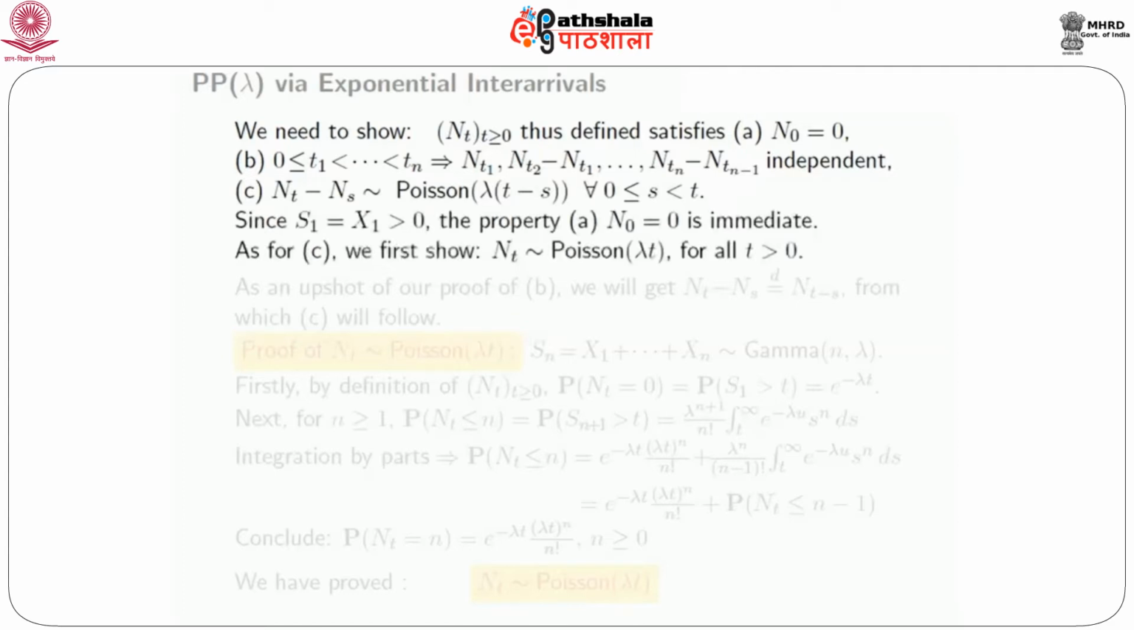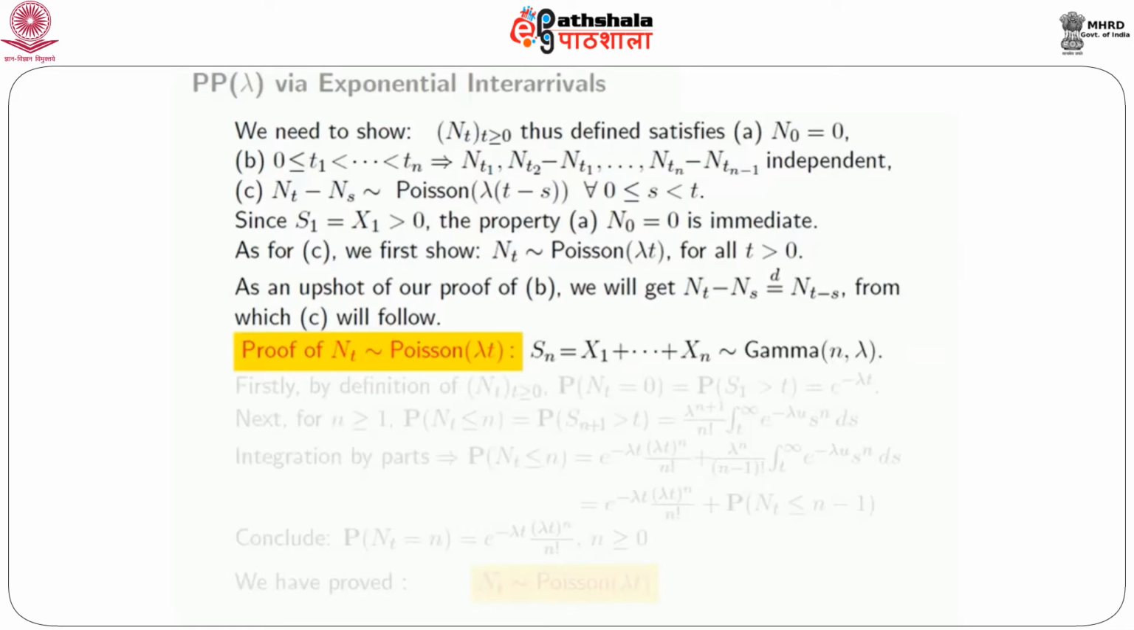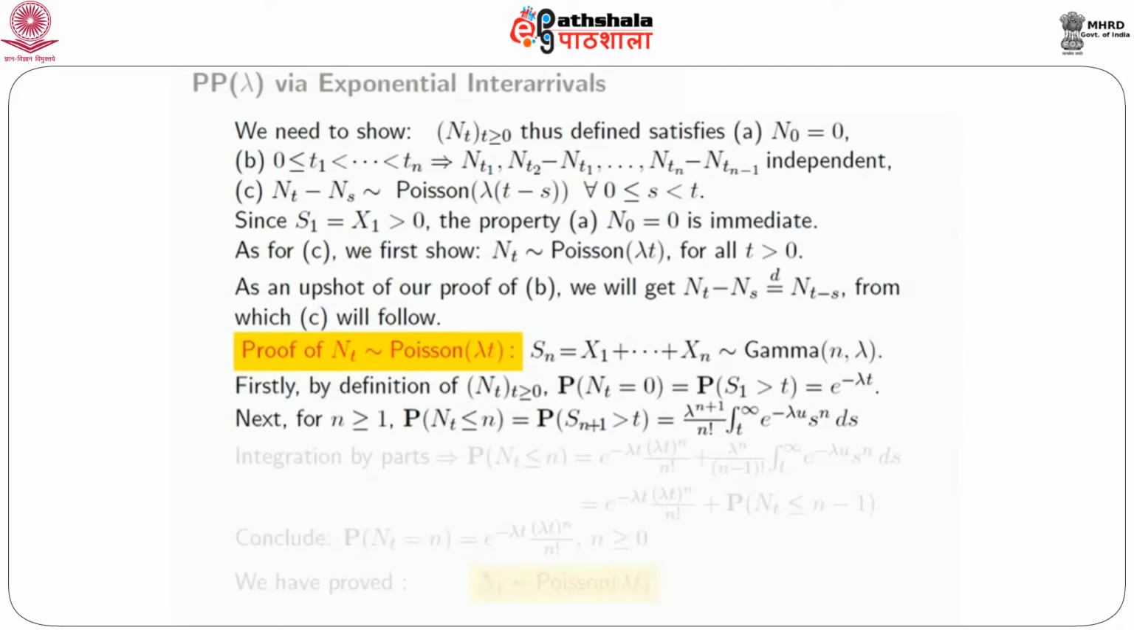As for C, let's first observe that Nt is Poisson with parameter lambda t for every t positive. Now, in C, we are required to prove something a little bit more, but once we prove this, as an upshot of our proof of B, which we will see later, we will get that Nt minus Ns has the same distribution as N at t minus s, from which, in view of the fact that we are going to prove that Nt is Poisson lambda t, C would also follow.